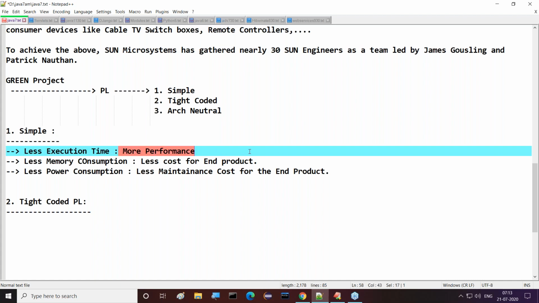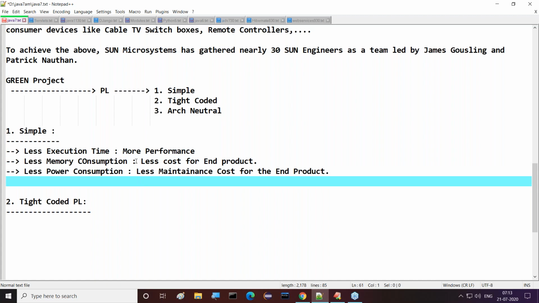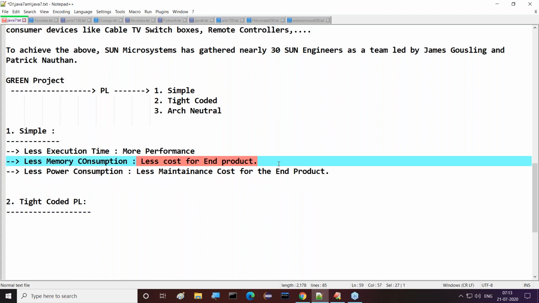If less execution is going on, performance will be more. If less memory consumption is going on, definitely the cost of the end product will be reduced. If memory consumption is more, automatically more memory components will be required, and automatically more cost will be added to the end product. So if our programming language takes less memory, fewer memory units are required. When fewer memory units are required, automatically the cost of the end product will be less.